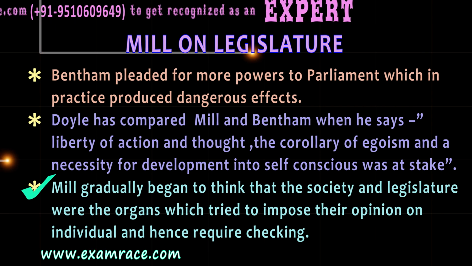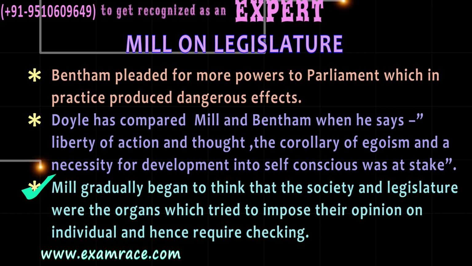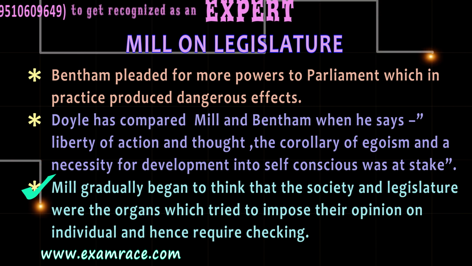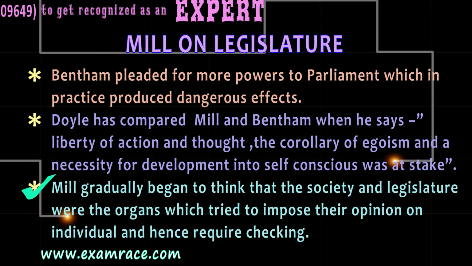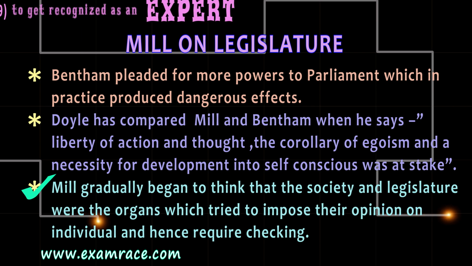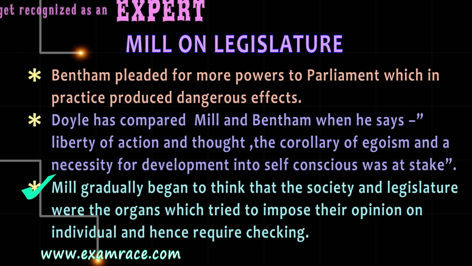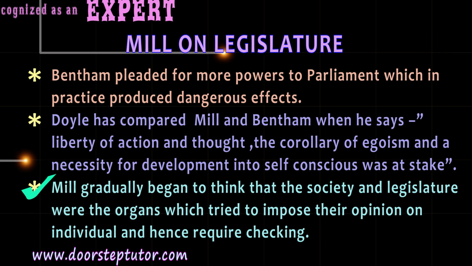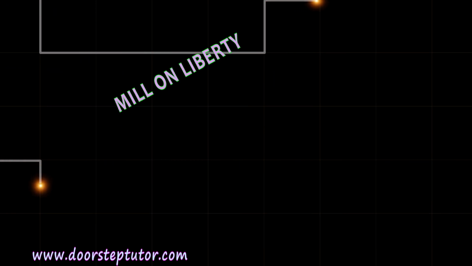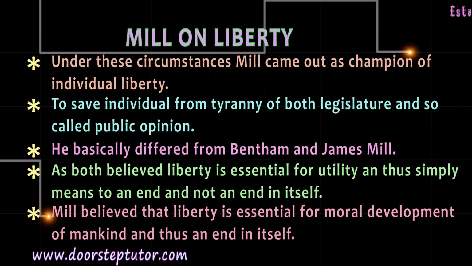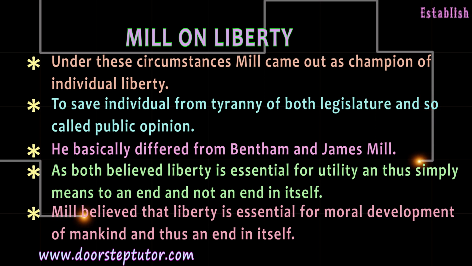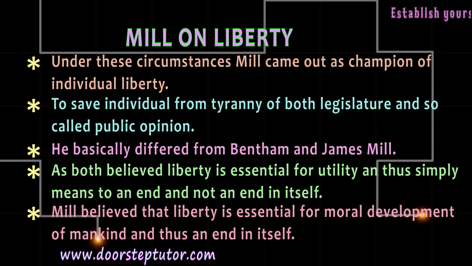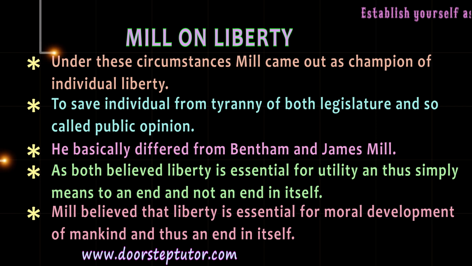So Mill gradually began to think that society and the legislature were the organs which tried to impose their opinion on individuals, and hence they require checking. Mill on liberty: this is the most important and significant contribution of Mill to the utilitarian tradition or political philosophy.